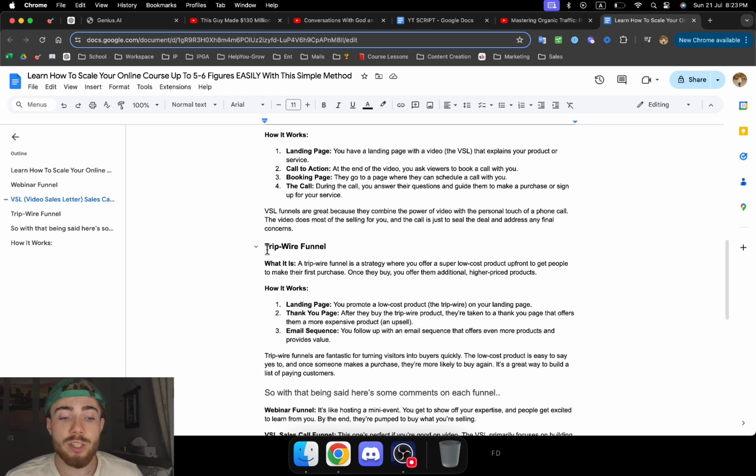So the next one is a tripwire funnel. And so what is a tripwire funnel? When I first heard it, I was like, is it a very high ticket funnel or is it a very low ticket? Well, turns out it's a combination of both. So a tripwire funnel is a strategy where you offer a super low cost product upfront to get people to make their first purchase. Once they buy, you offer them additional higher priced products.